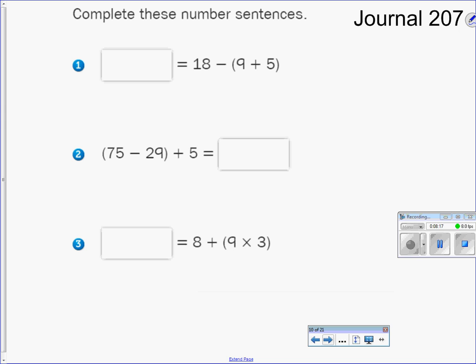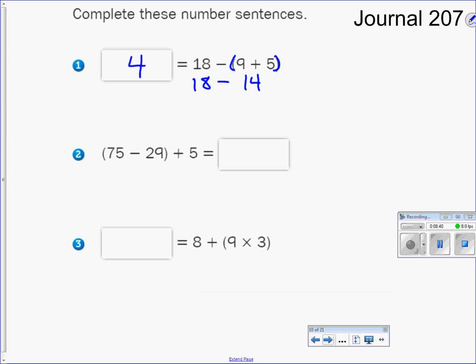All right, boys and girls, we see that we have our parentheses here, so I need to do this first. So 9 plus 5 is 14. I always bring my new equation down, so my new equation is 18 minus 14 equals 4. Okay, so 4 is equal to 18 minus 9 plus 5.